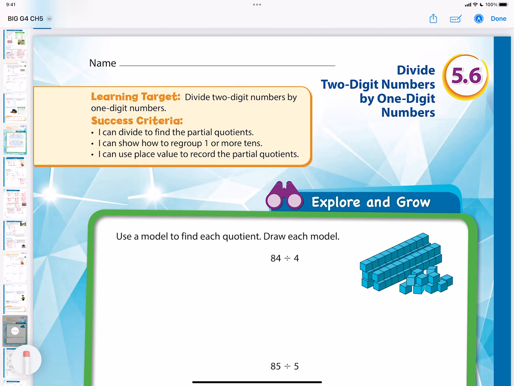This is lesson 5.6, divide two-digit numbers by one-digit numbers. Our learning target is divide two-digit numbers by one-digit numbers. Let's take a look at this criteria. I can divide to find the partial quotient, and I can show how to regroup one or more tens, which means 1 ten is equal to 10 ones. Please keep that in your mind. I can use place value to record the partial quotients.